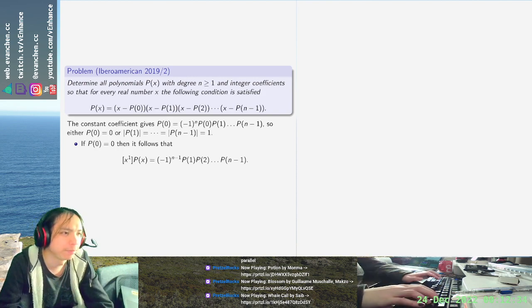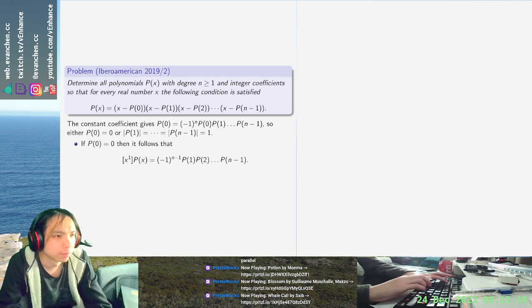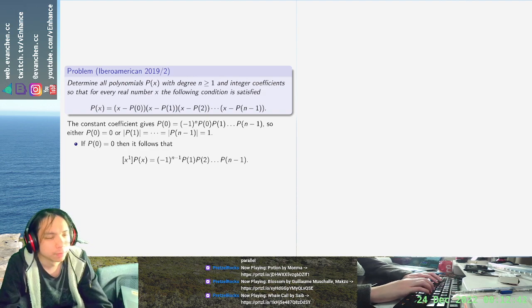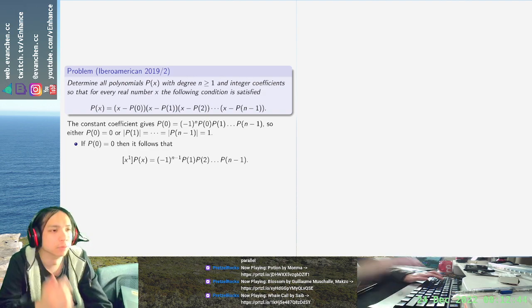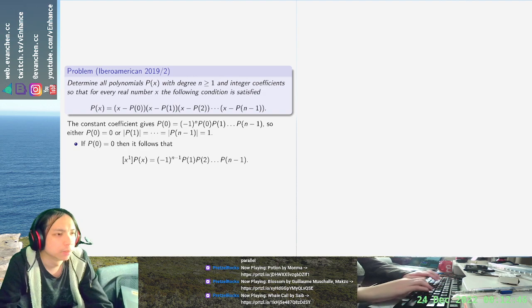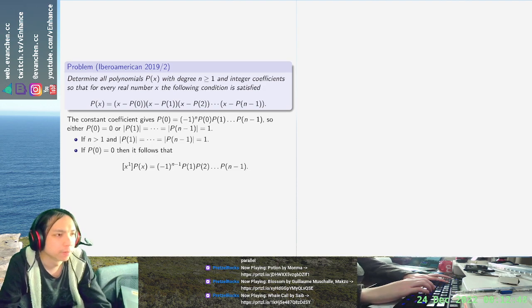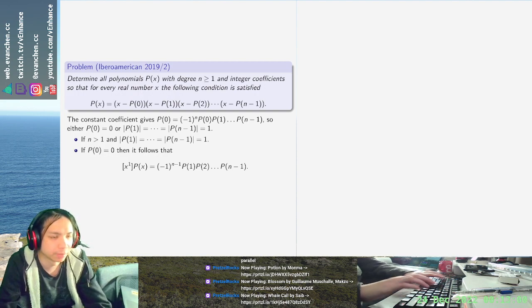Okay, let me do the first case, the easy case first. If n is greater than 1 and this thing is true, then p of 1 is not supposed to be 0. So that implies, in fact, p of 1 equals p of 2 equals dot dot dot equals p of n minus 1 has to be exactly minus 1.